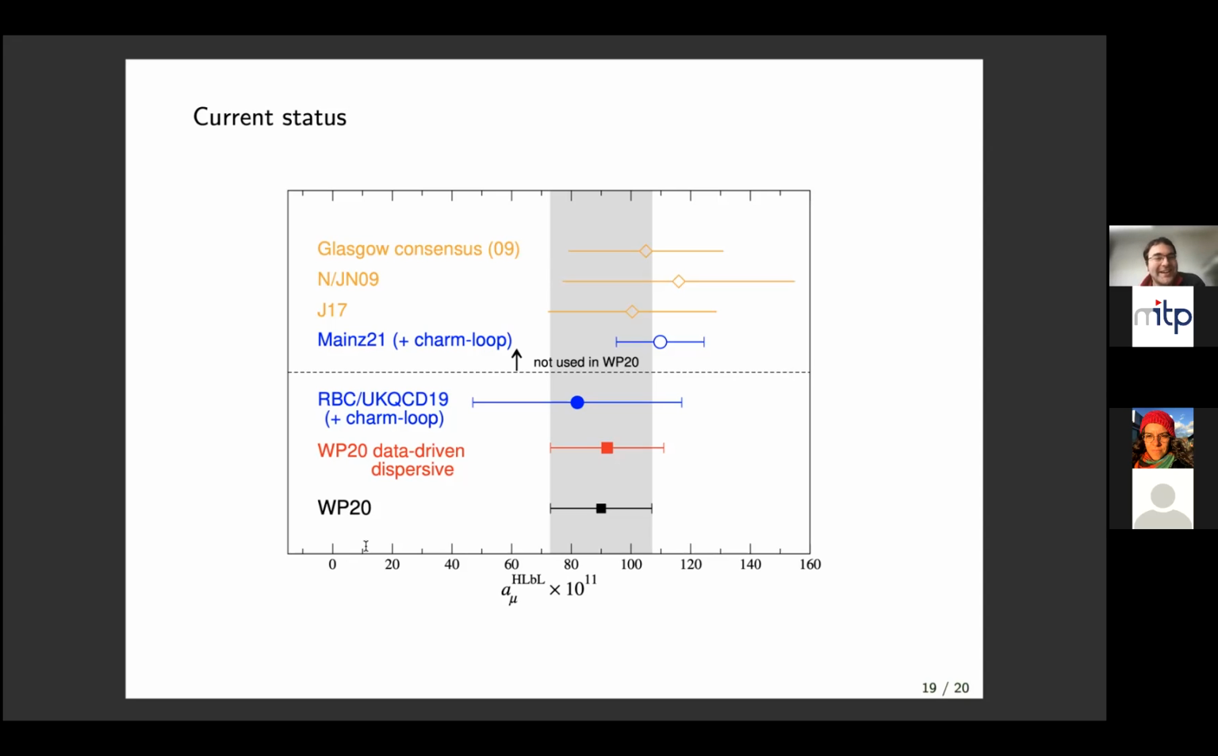But thank you, because I'm essentially at the end of my presentation, putting everything together, including the Mainz result here, which was just put online after the white paper was published. You see here that for the light by light, the situation is actually uncontroversial. Even if you put the Glasgow consensus here too, apologies, the Glasgow consensus is here, you see that everything is consistent.